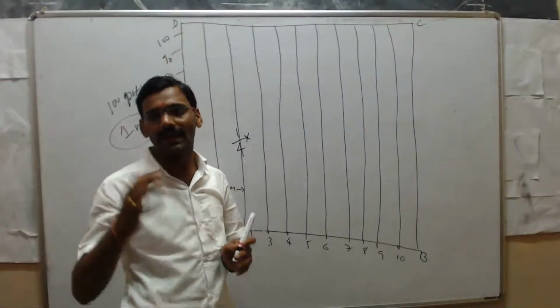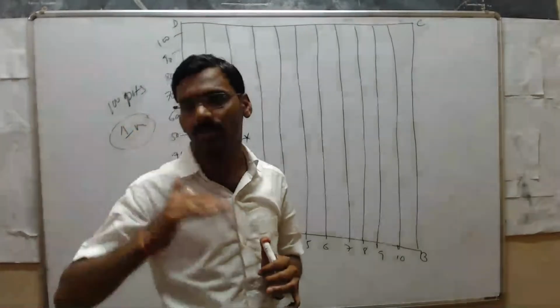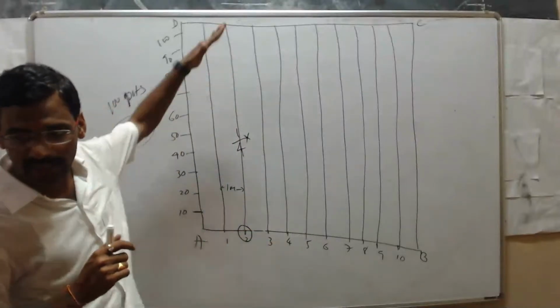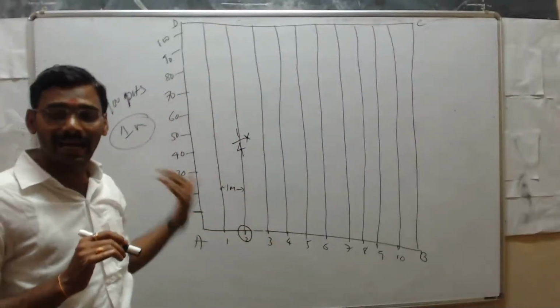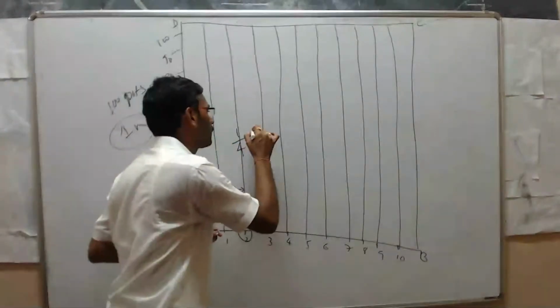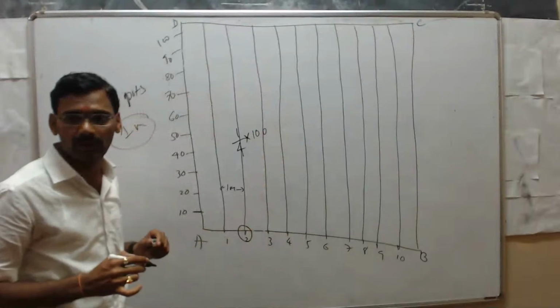Sir, on which base are you saying? There are 100 flower pots, and the distance between each flower pot is 1 meter. For this reason, the total distance of AD is 100 meter. In that 100 meter, she covered 1/4. 1/4 of what? 1/4 of the 100.